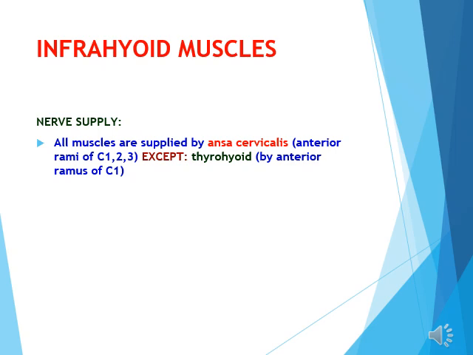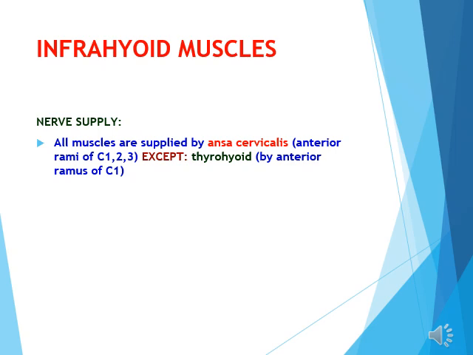descend to reach the target muscles, coordinating their actions during swallowing and phonation. However, there's one notable exception: the thyrohyoid muscle. Unlike its peers, it is not supplied by the ansa cervicalis. Instead, it receives direct innervation from the anterior ramus of C1, which travels briefly with the hypoglossal nerve before branching off to reach the thyrohyoid.